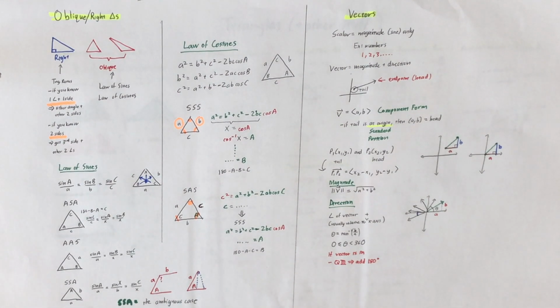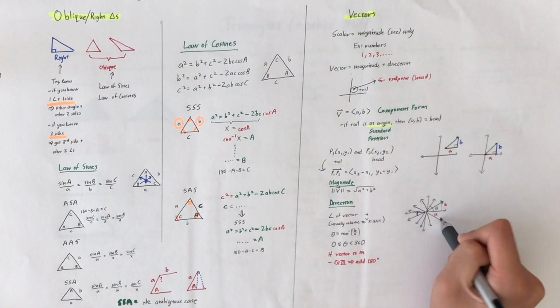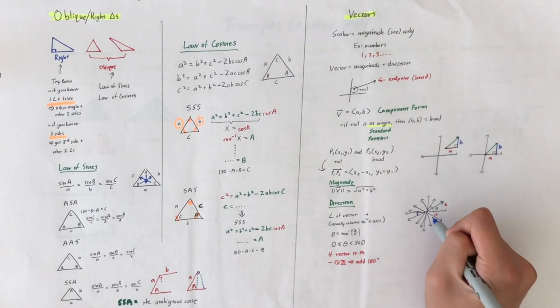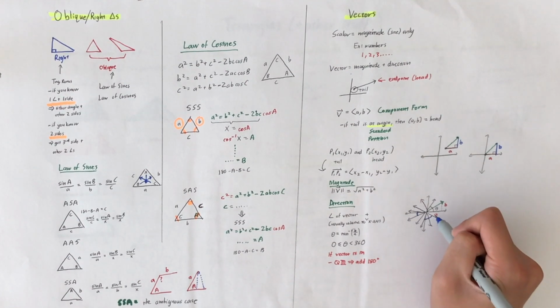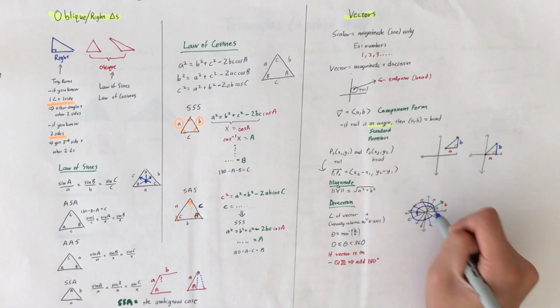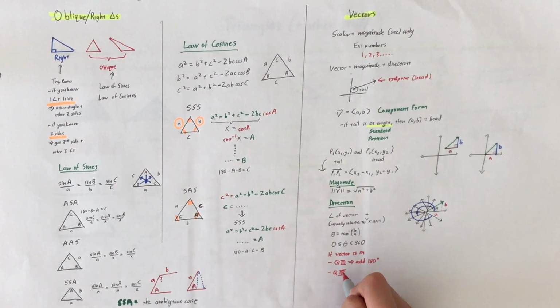In quadrant 4, your calculator is going to give you a negative answer because you're on the other side of the positive x-axis, but you've actually gone almost a full circle around the x-axis. So you have to add 360 to your final degree measure. So if it's in quadrant 3, you add 180, and if it's in quadrant 4, then you add 360.